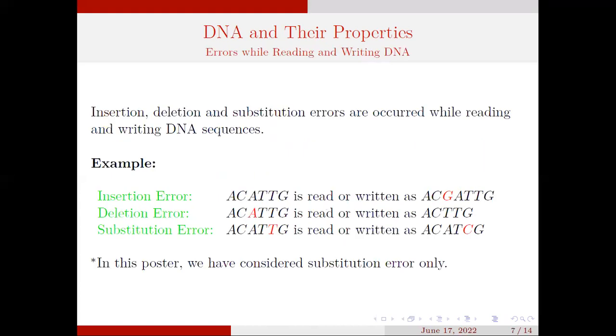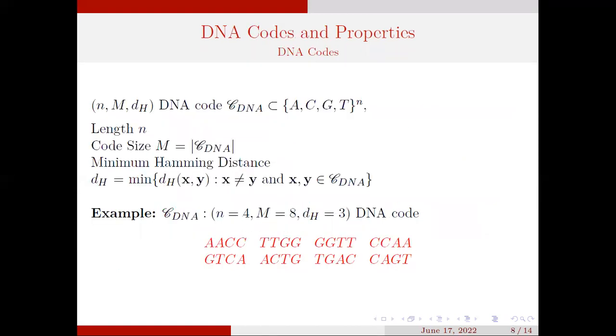While reading and writing the DNA sequence, insertion, deletion, and substitution errors are possible. Examples of these errors are illustrated over here. In this poster, we are limited to substitution errors only. An (n, M, dH) DNA code is a set of M DNA sequences, each of length n, where dH is the minimum Hamming distance of the code. An example of a (4, 8, 3) DNA code is illustrated here.